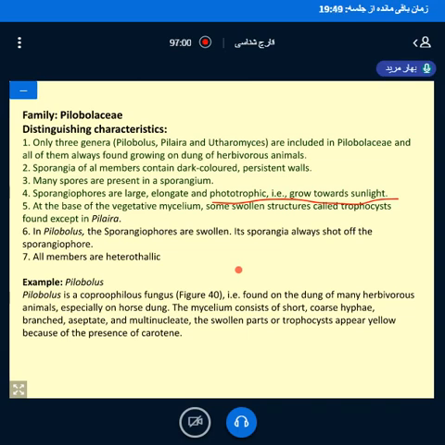Genus Pilobolus. Pilobolus is a coprophilous fungus found on the dung of many herbivorous animals, especially on horse dung. The mycelium consists of short, coarse hyphae, branched, aseptate, and multinucleate. The swollen parts or trophocysts appear yellow because of the presence of carotene.